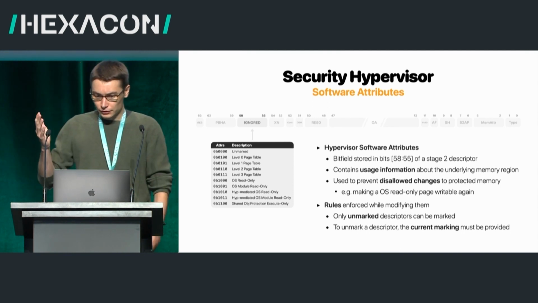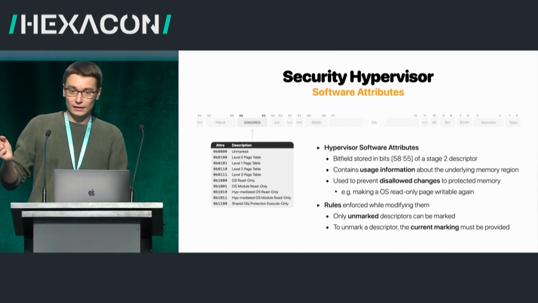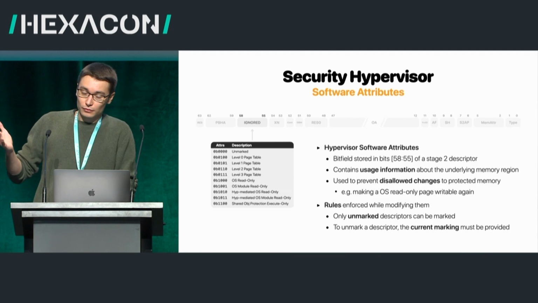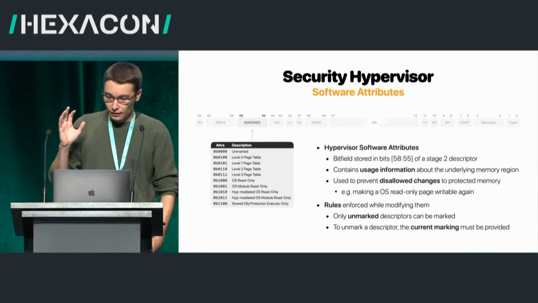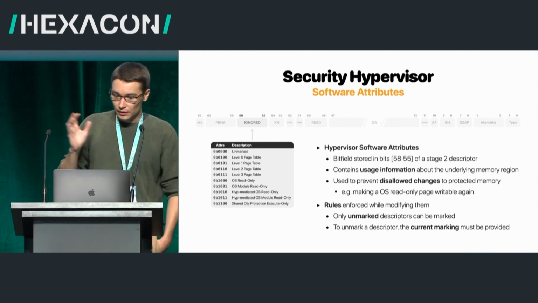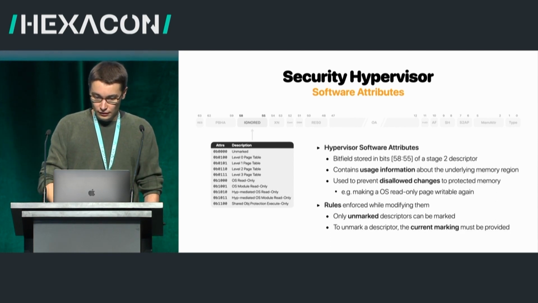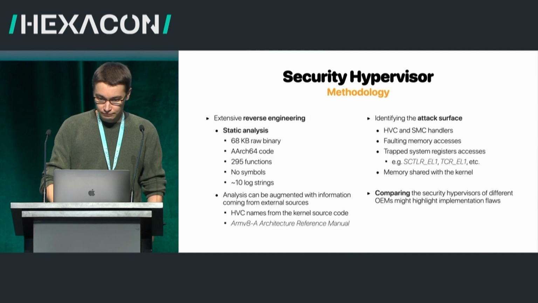For example, one change that you wouldn't want is making a kernel read-only page writable again. And the functions that manipulate these attributes do a lot of sanity checking to prevent any misuse.